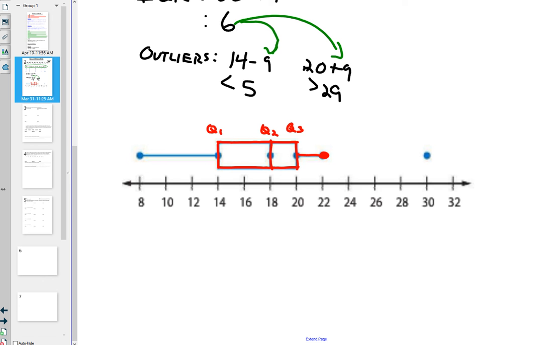What was the minimum? 8. Was 8 considered to be an outlier? No. So that's why you can put a point at 8. But we need to be able to describe the entire data set. Even though Nakai might not be likely to score 30 points again, the fact is that he did score 30 points. So the way you would do that, you just don't connect it with a whisker, but you would still put a point out at 30.